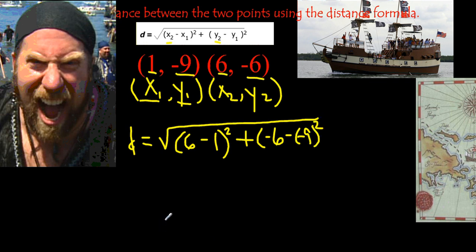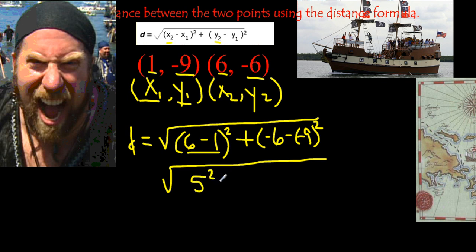All right, so now we're just going to simplify. The first thing we have to do when we simplify is make sure that we take care of the parentheses. So we're going to start with our 6 minus 1. What's 6 minus 1? How's your pirate math these days? One second, let me look at my toes. 6 minus 1 is 5. 5, very good.